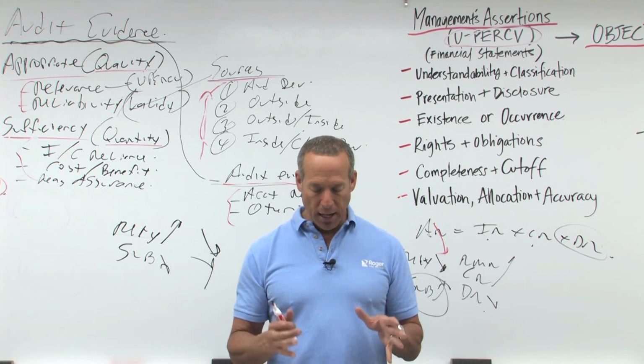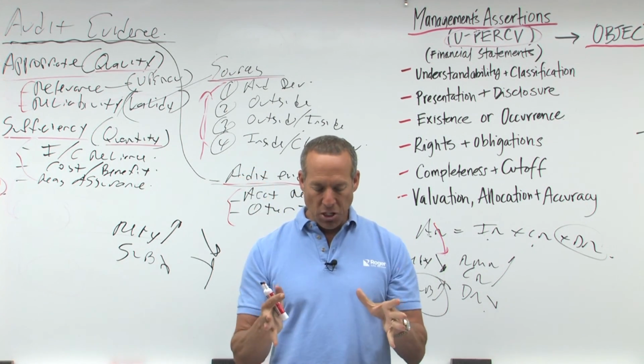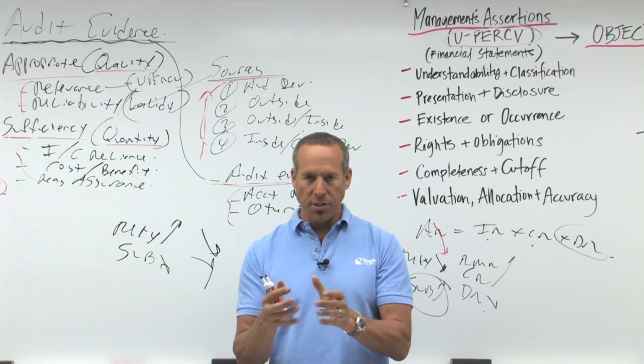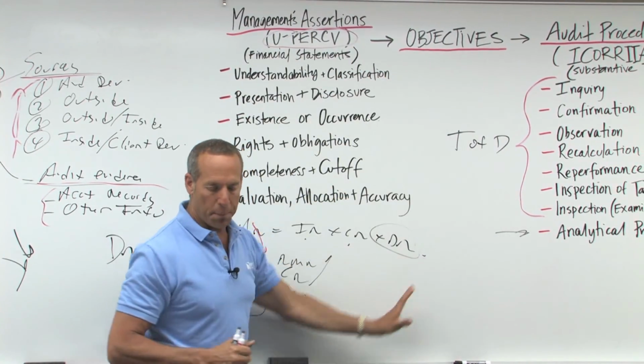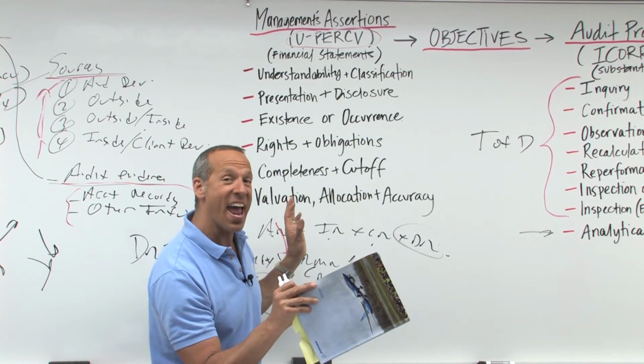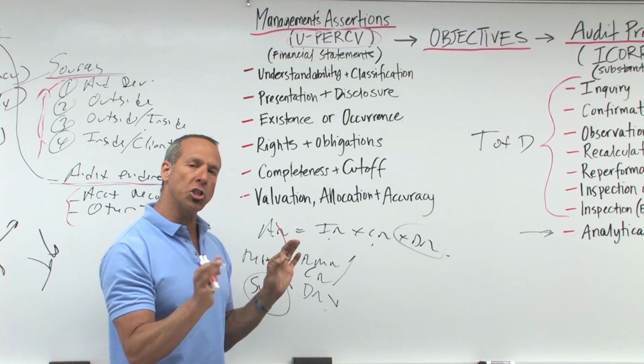Now, why do we care about this? Because management assertions tie to the objectives, which tie to the audit procedures. Here's how it all ties together. We're going to go out and pick up these statements. Whose statements are these? Management. What are the assertions they're making?